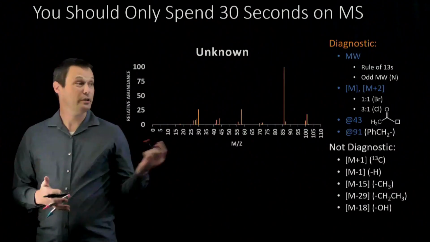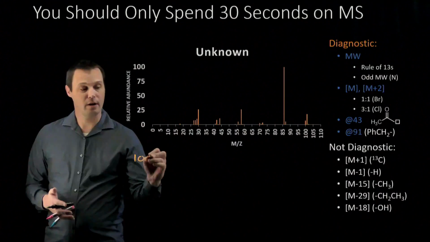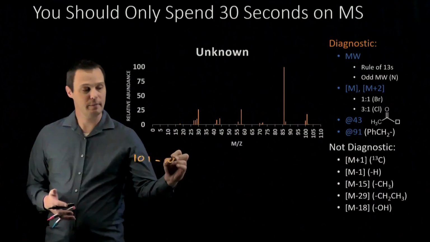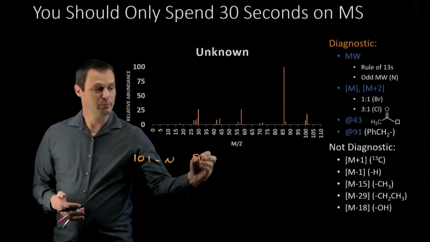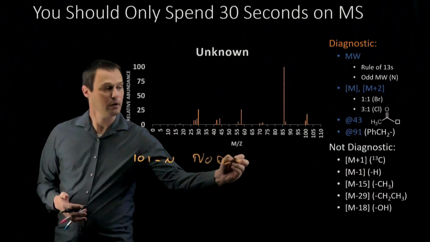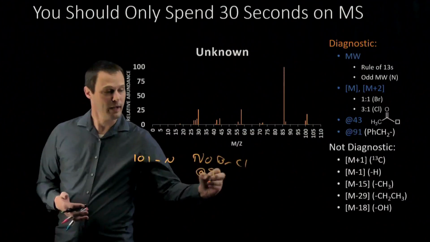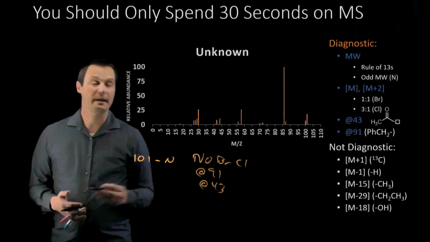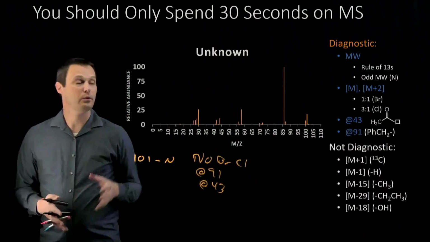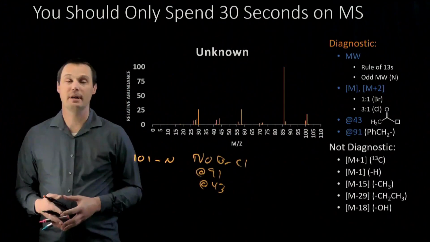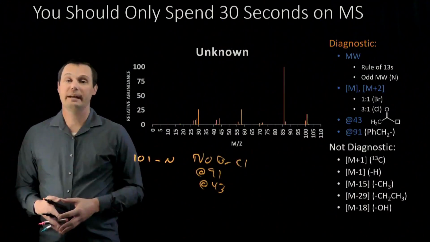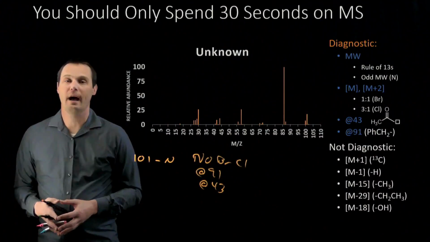With this last unknown, really all I see is that the mass peak is at about 101, so that's indicative of a nitrogen in the molecule, but I don't see any evidence of bromine or chlorine or 91 or 43. I would not expect a tropylium or an acylium ion or any bromines or chlorines in the molecule. This is going to be just a molecule that has a nitrogen and whatever other functional groups I see in the IR and the NMR.